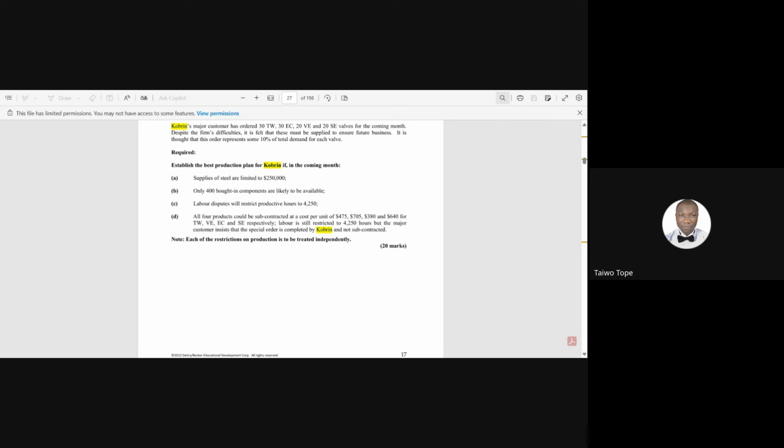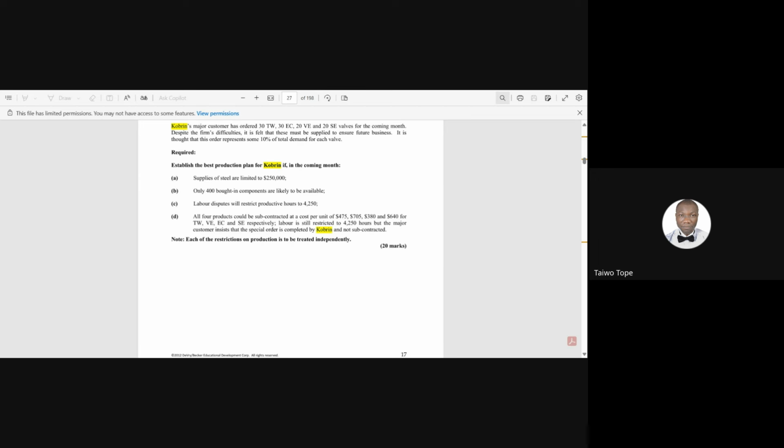B: only 400 bought-in components are likely to be available. It means you cannot get above 400 bought-in components. This is a limitation on its own. No matter what you want to do, you cannot get above 400 bought-in components. Also, labor disputes will restrict productive hours to 4,250. It means your labor hours available is 4,250 hours.